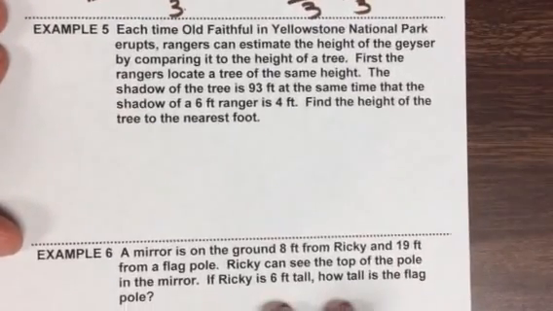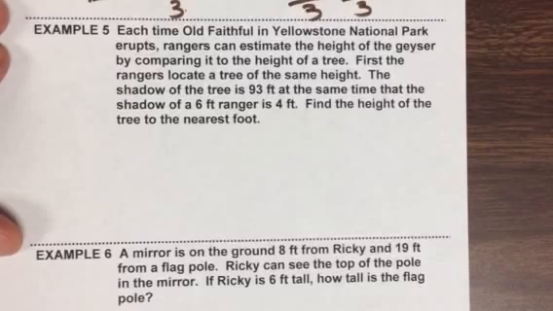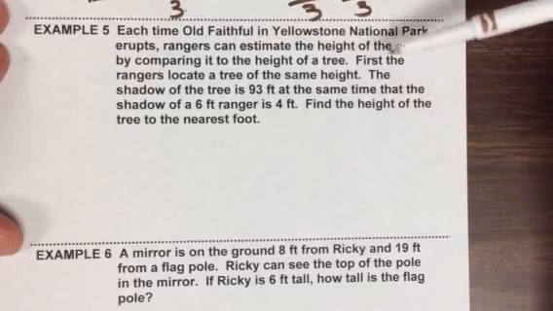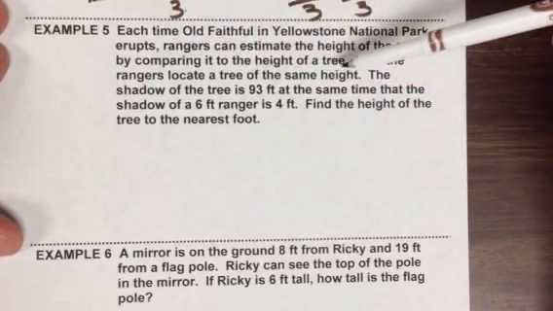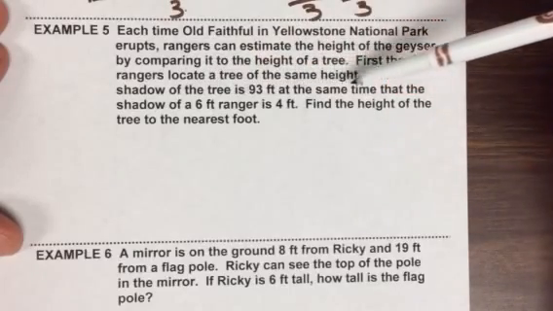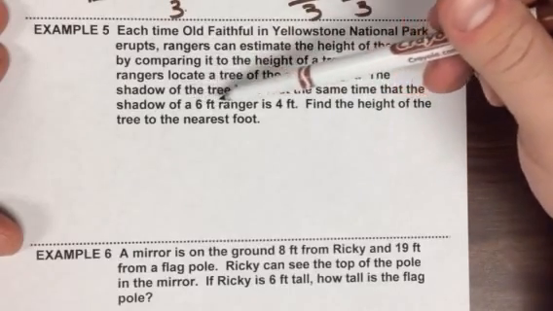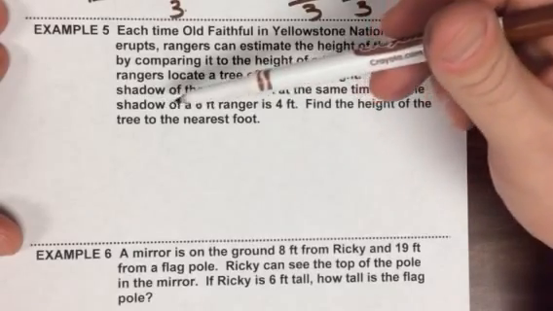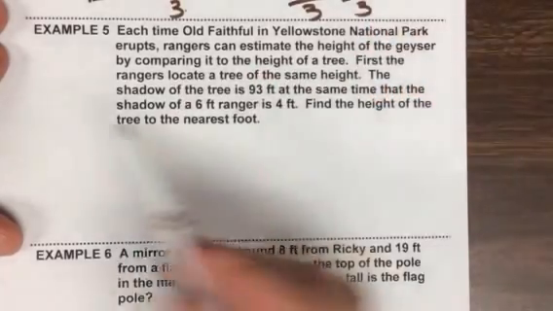Each time Old Faithful in Yellowstone National Park erupts, rangers can estimate the height of the geyser by comparing it to the height of a tree. First, the rangers locate a tree with the same height. The shadow of the tree is 93 feet at the time that the shadow of a ranger, 6 foot tall, is 4 foot. Find the height of the tree to the nearest foot.